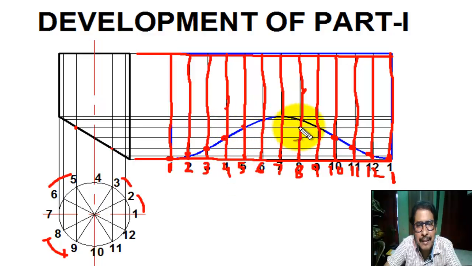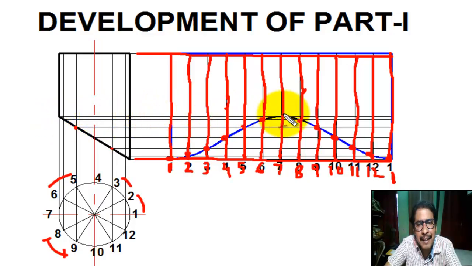This is the 5 point, cut this point. This is 8 and 6. From this point draw the 6 number line and the 8 number line. This is the 7 number point.